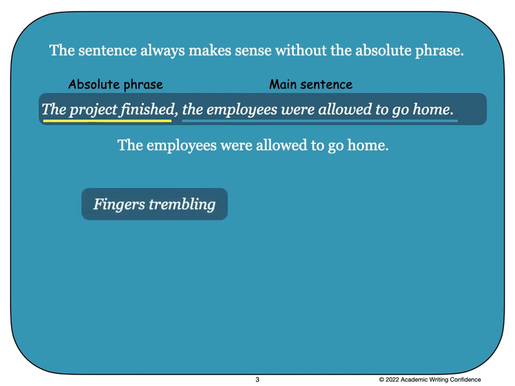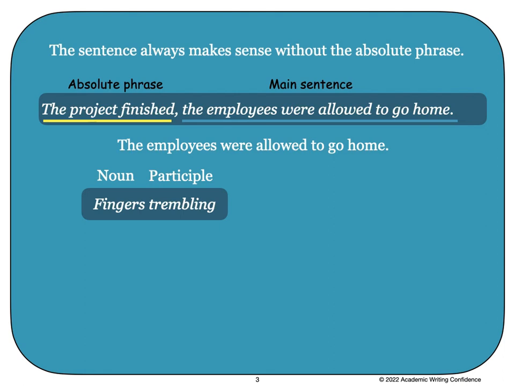Now, an absolute phrase can be just two words, such as in this example, fingers trembling. You can see that there is a noun followed by a participle. In this case, the participle is a present participle ending in ing.